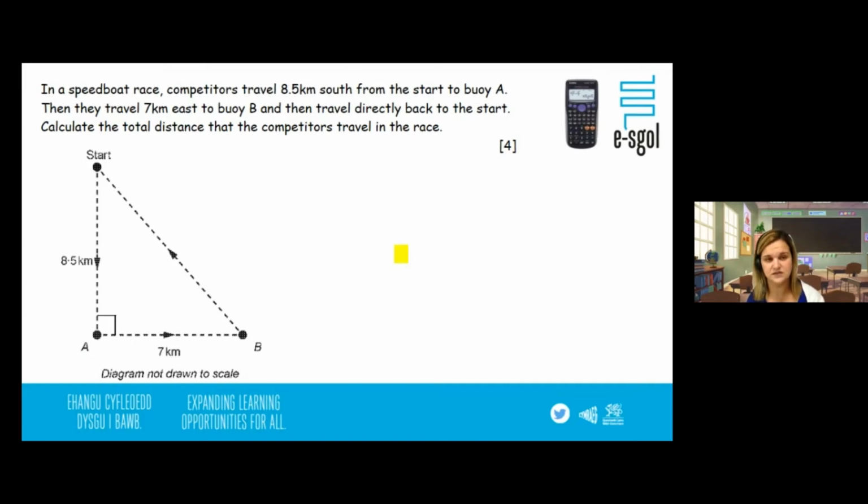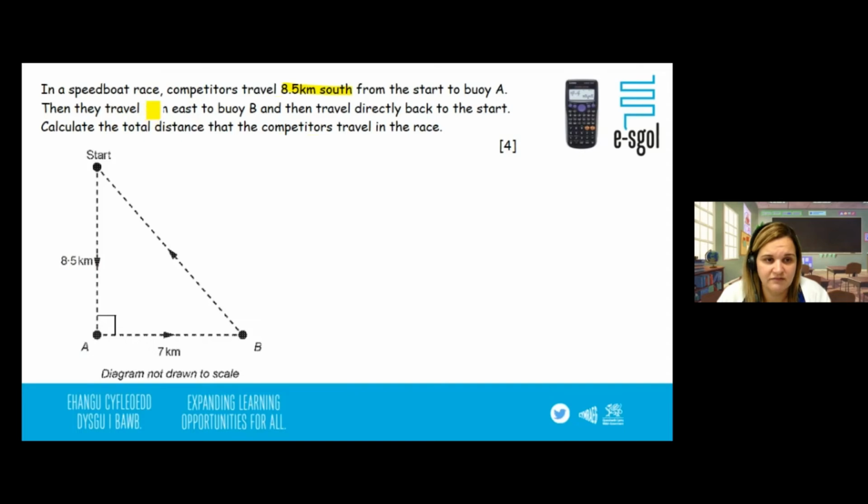So before you begin this question to do with any maths, you need to be thinking about what is important in this. So go back with your highlighter and highlight the key information. In a speedboat race, competitors travel 8.5 kilometers south from A. Now that matches with the diagram. They've actually been quite generous. Sometimes they will put the numbers on the diagram, sometimes they won't. So 8.5 kilometers south is here, so that's okay to carry on.